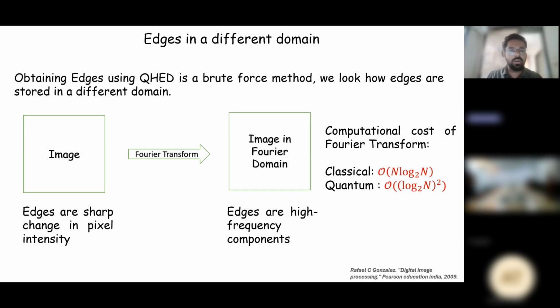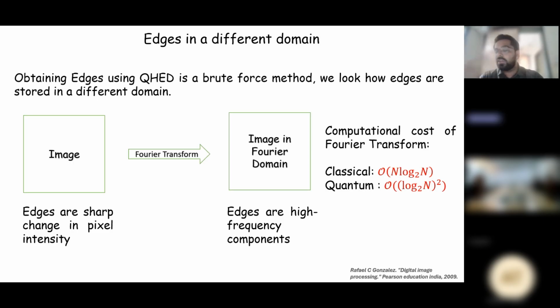In this case, a very commonly used domain for image processing tasks and for any spectral analysis is the Fourier transform. So we think about how these edges will look in the Fourier transform. What we find is, in real space, these are sharp changes in pixel intensity values, but in the Fourier domain, they correspond to high frequency components, which means the high-frequency end of the Fourier spectrum will store the information about the edges of an image.